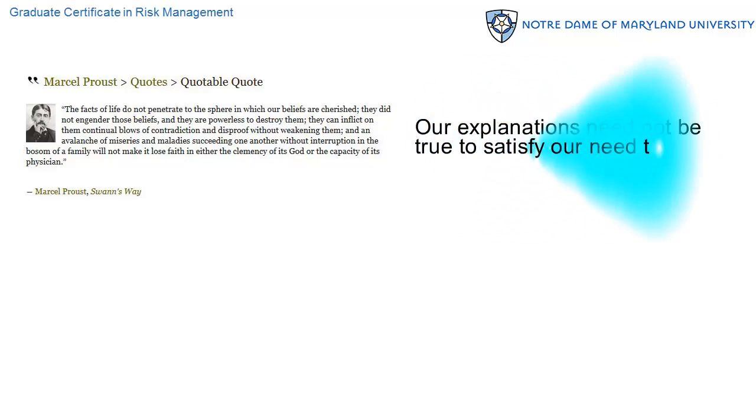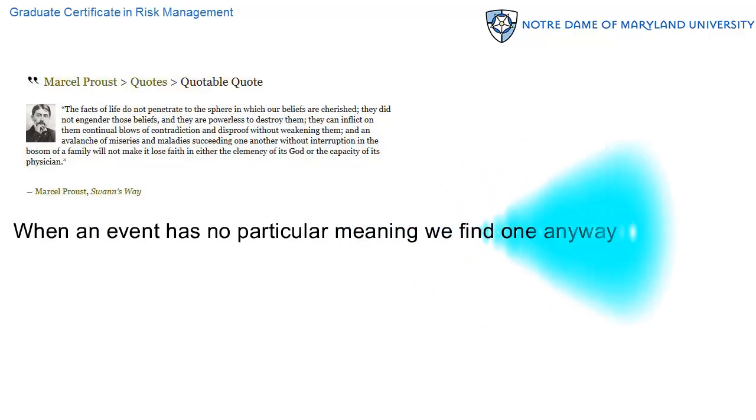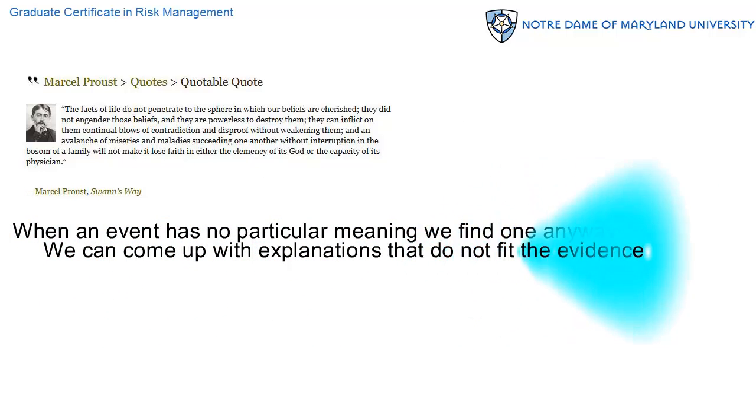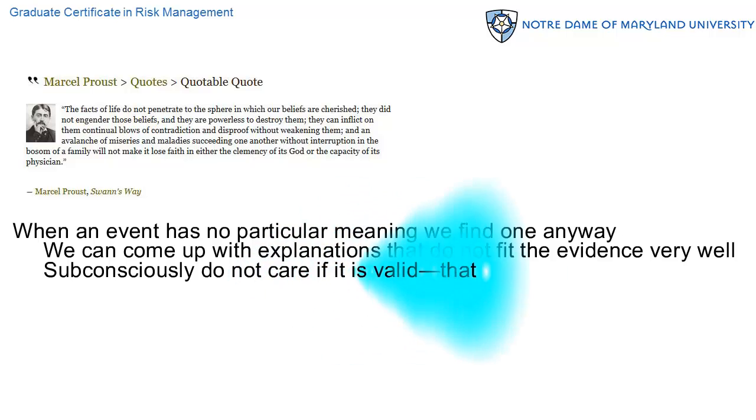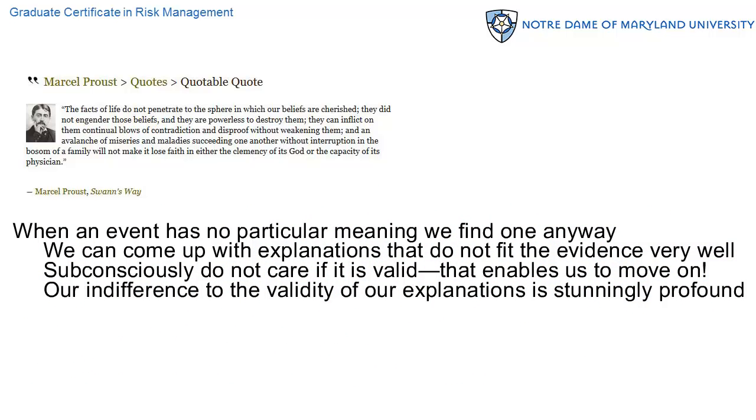Our explanations need not be true to satisfy our need to know and to be able to explain things. When an event has no particular meaning, we can find one anyway. We can come up with explanations that do not fit the evidence very well. Subconsciously, we don't care if our explanation is valid or not, as long as it enables us to move on. Our indifference to the validity of our explanations is stunningly profound.